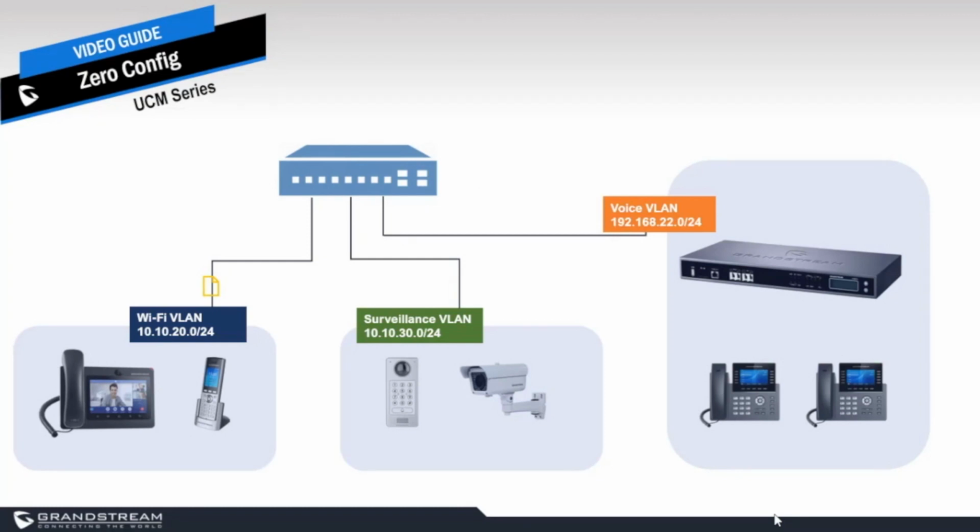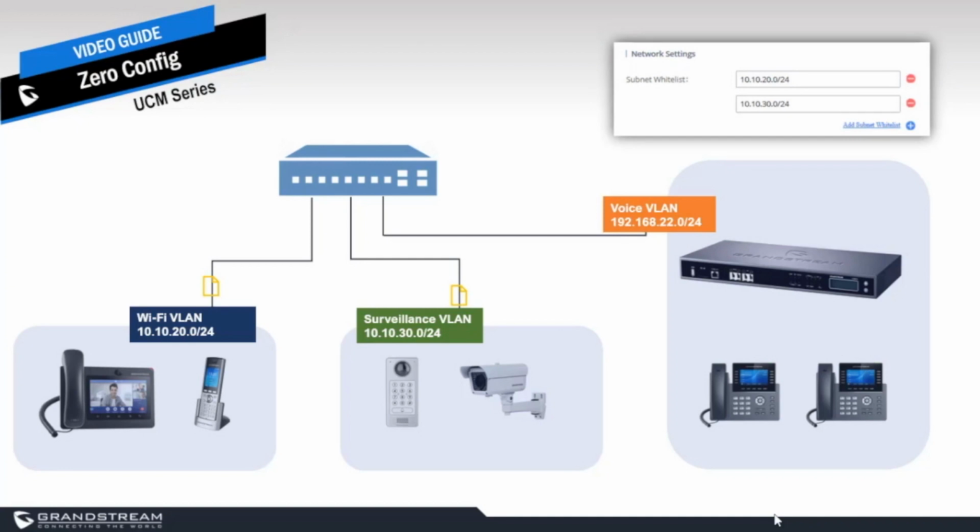The UCM is deployed in the voice VLAN, and then we have some other Grandstream devices deployed in the Wi-Fi VLAN and a couple of devices in the surveillance VLAN. When one of these devices on the remote VLANs tries to request provisioning from the zero config, the UCM will reject that request, because the UCM by default is configured to accept requests from devices in the same subnet or in the same VLAN. So the solution to that is the whitelist or subnet whitelist.